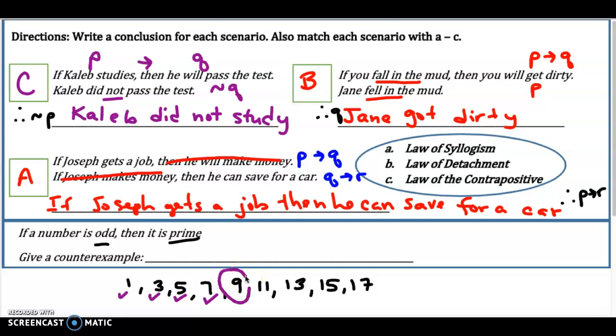But then when I get to 9, 9 has 1 and 9, but it also has 3 and 3. So 9 is odd, but not prime. That is one example of what a counterexample could have been. When you need to give a counterexample, you only give one, even though there are multiple different correct answers. So 11 makes my statement true, 13 makes my statement true, but 15 would have been another good counterexample. And that's how we do counterexamples.